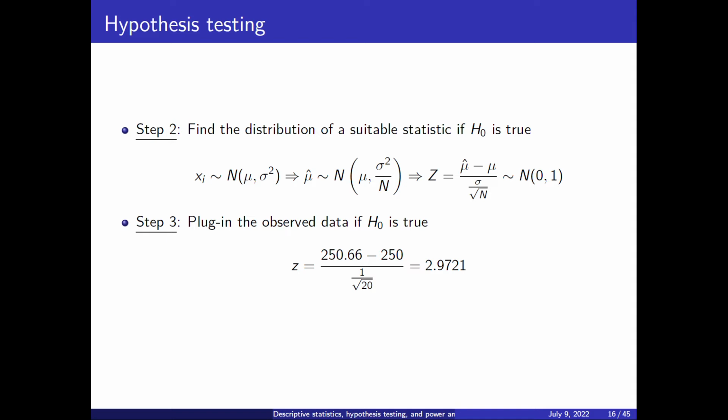Now, between steps 2 and 3, you perform your experiment, you collect your data, and you compute what is your sample mean. And in our case, it was 250.66 minus 250, that is the population mean, the expected population mean if the null hypothesis is true, divided by 1, that is sigma, divided by the square root of n. Okay, so in our case it is 2.97. So we have seen a deviation, a positive deviation of 0.66 milligrams. And this 0.66 milligrams with this uncertainty translates into a Z value of 2.97. So we have to distinguish between this capital Z, that is a random variable, and this small z, that is a sample from this random variable.